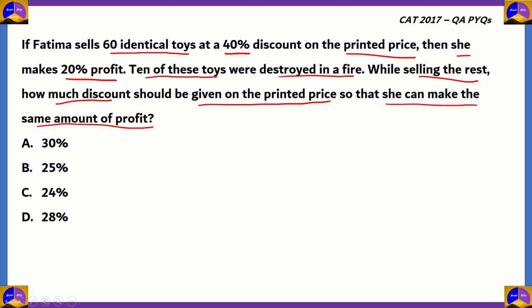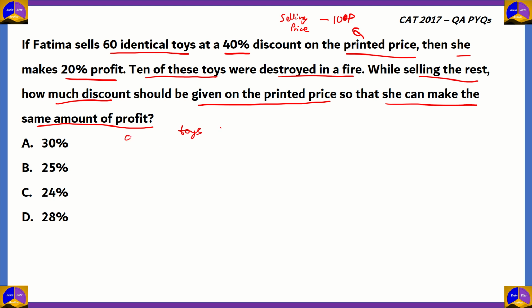Well, this question might look a bit complicated at first. Now remember, each toy has a printed price. We're going to consider that printed price to be 100p. Now this is also the selling price, because the price printed on the label is always the selling price. It may or may not be equal to the cost price, but the price that is printed is always the selling price.